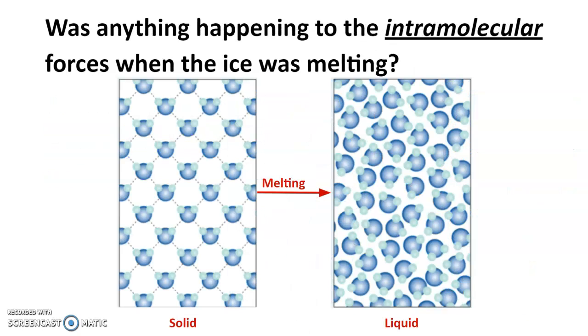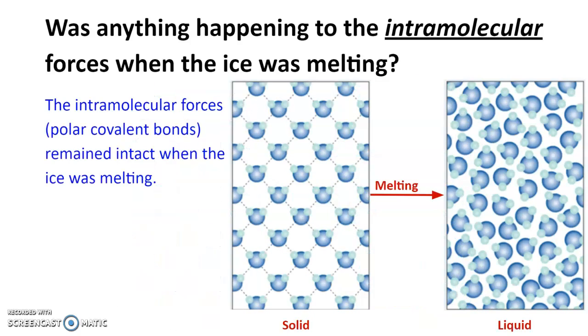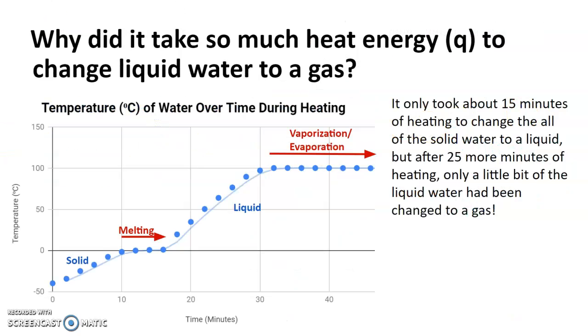Now think about the intramolecular forces. Did anything happen to them when the ice was melting? The intramolecular forces, which are the polar covalent bonds in the water molecule, remained intact while the ice was melting. And this is an essential point of a phase change, which is a physical property. It's still water. There's no polar covalent bonds being broken or made, and so that's why it's a physical change and not a chemical change. So the intramolecular forces stay the same.